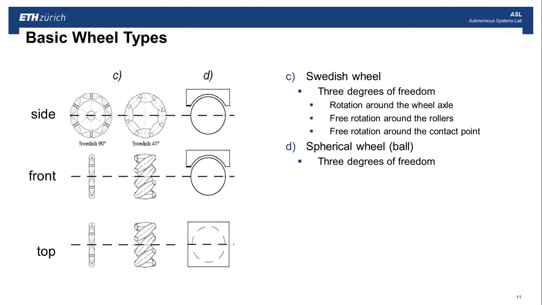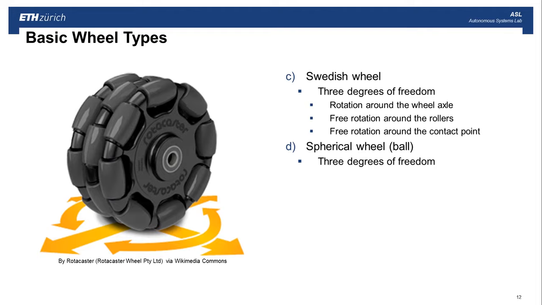Next, we're going to look at the Swedish wheel. Now, these diagrams might be a little hard to see, so I actually have a picture here. So the Swedish wheel is actually a wheel with small wheels embedded in it. And this again has 3 degrees of freedom.